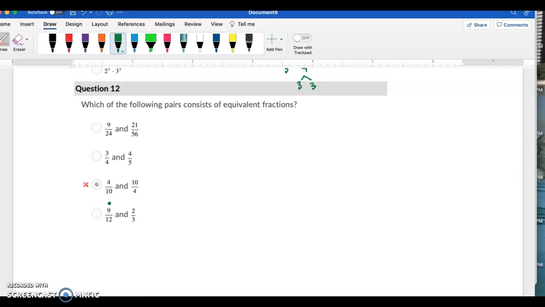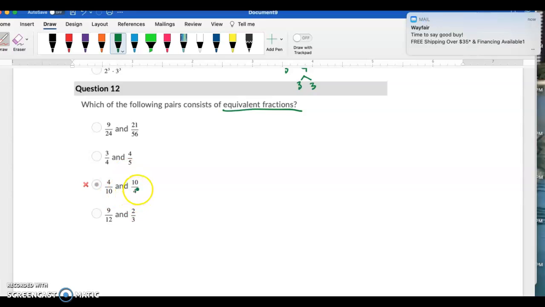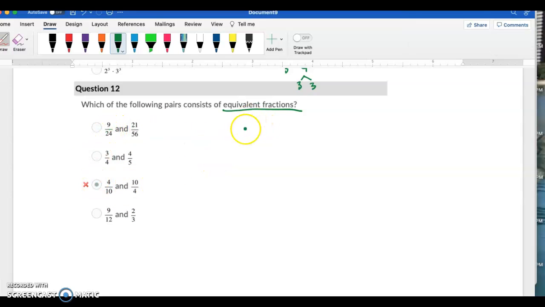Which of the following pairs consists of equivalent fractions? I can see here you just kind of flip this stuff around. What we want to do is reduce each of these. There are 2 different ways. So method 1 is like this. You can do 9 over 24, and 21 over 56, and you can reduce them. So we can divide the top and the bottom here by 3 just to start.